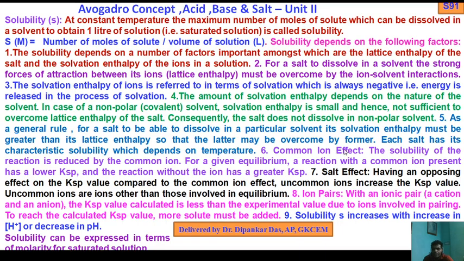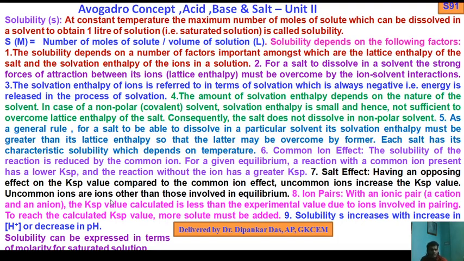The common ion effect: the solubility of the reaction is reduced by the common ion. For a given equilibrium, the reaction with the common ion present has a lower solubility and the reaction without the ion has a greater one. Seventh, the salt effect has an opposing effect on the Ksp value compared to the common ion effect. Uncommon ions increase the Ksp value.